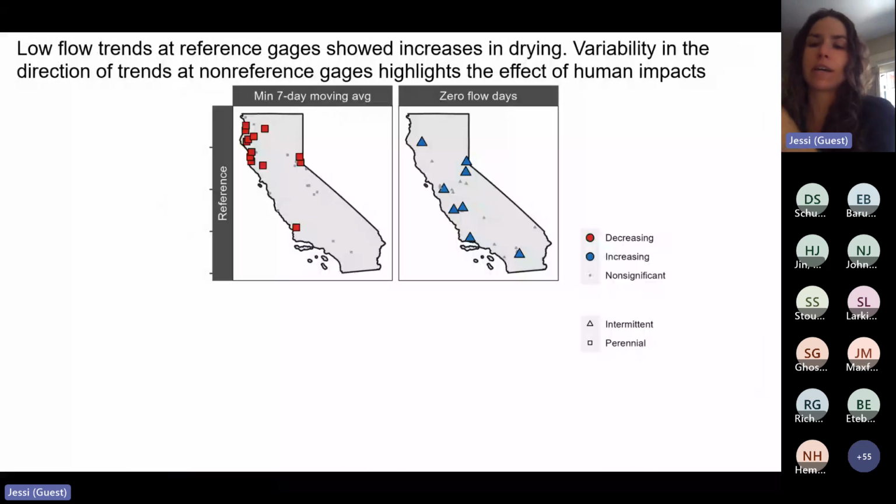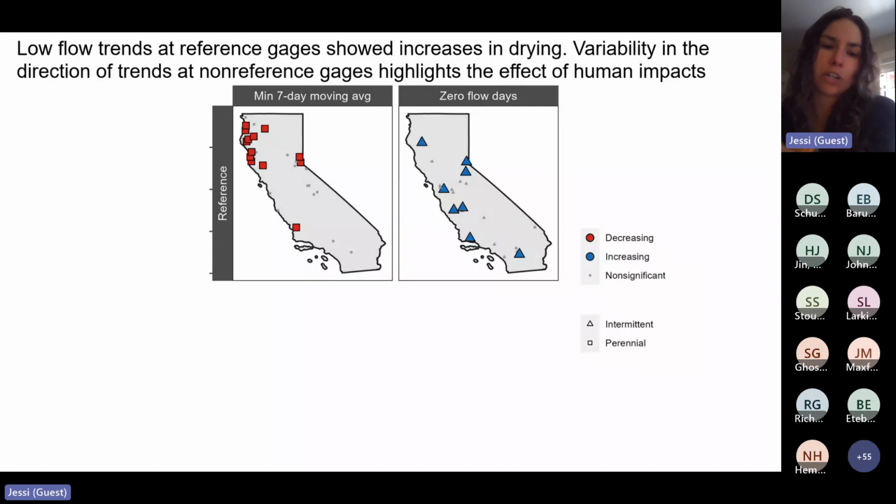And also, to finally understand how streams within each of those classifications, those low flows, were being affected, we looked at trends in our minimum 7-day moving average, as well as the number of zero flow days in our intermittent streams. So again, we used the minimum 7-day moving average to describe low flows in our perennial streams, and the number of zero flow days for our intermittent streams, which is what you see here. And so in our reference streams, we see decreases in our minimum 7-day moving average, so our low flows are getting lower. And then in our intermittent streams, we have increasing zero flow days, so the duration of drying in these streams is getting longer.